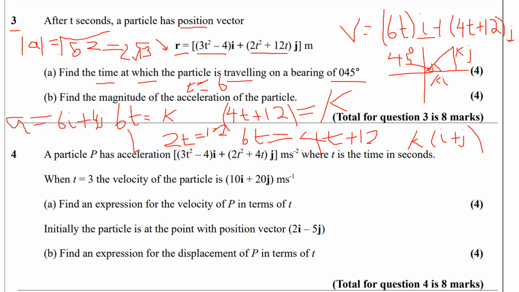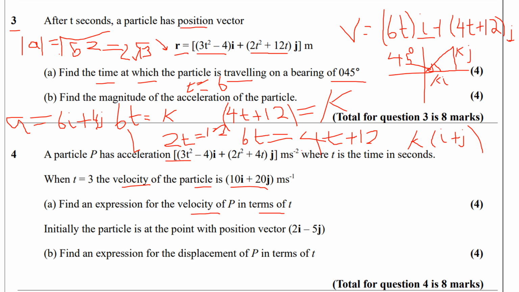That's part B done. Question number 4 now. A particle P has acceleration (3t squared minus 4)i plus (2t squared plus 4)j meters per second squared, where t is the time in seconds. First part: when t is 3, the velocity of the particle is 10i plus 20j meters per second. Find an expression for the velocity of P in terms of t. From acceleration to velocity, we are going to integrate this function.